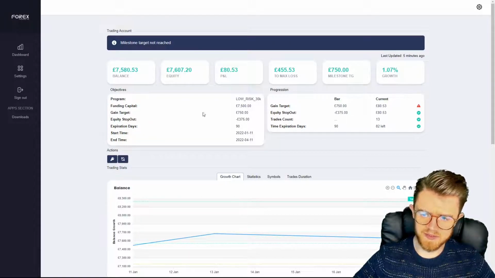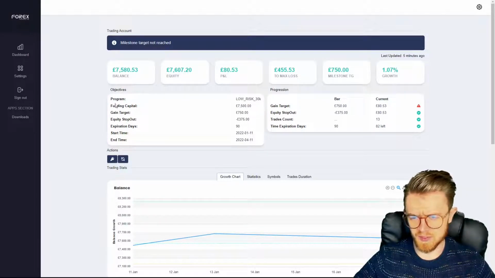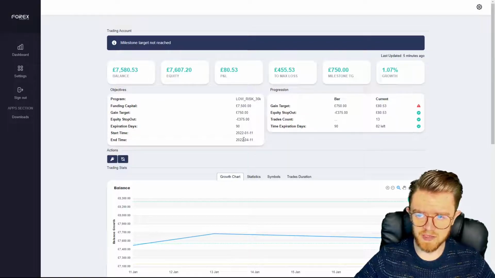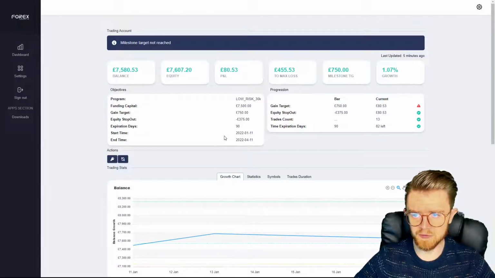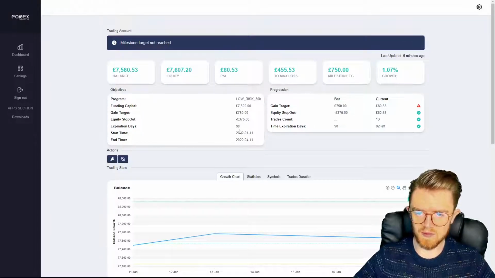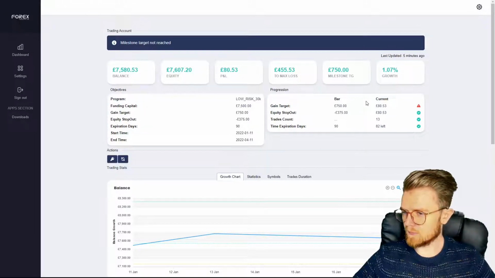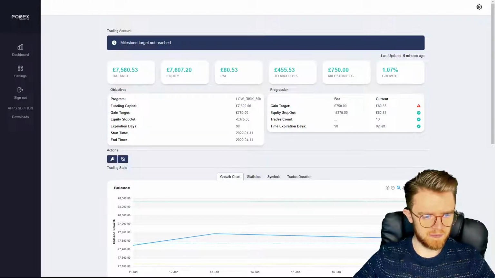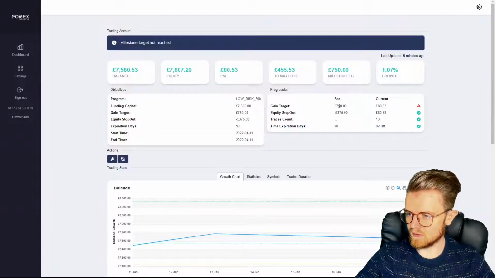So objectives, it gives you just simple objectives: funding capital on the current level that you're on, the gain target you're looking to achieve, the maximum drawdown limit, which is £375, and the number of days that you have to reach that target. Start time, end time, and moving on, we have the gain target.